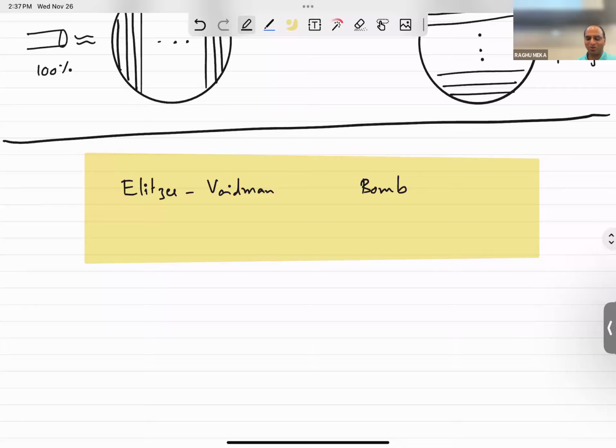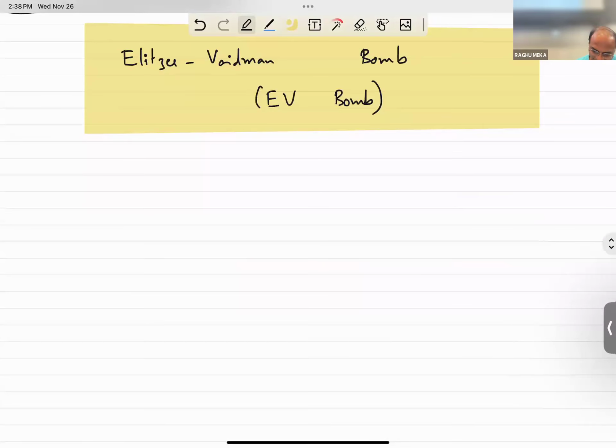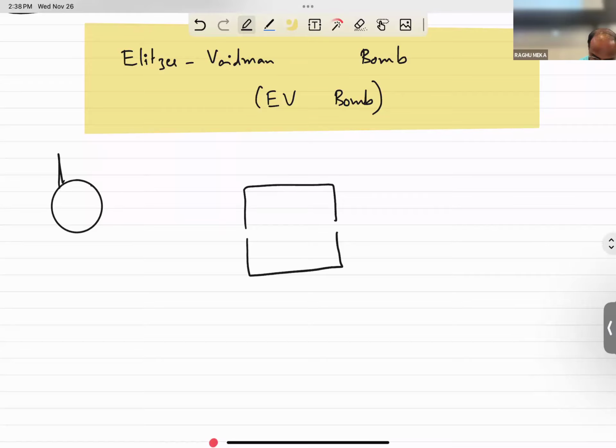Okay. Now, the EV bomb. It's a beautiful experiment. And what is the experiment? All right, so there is an evil physicist, a bomber, who built a bomb. Okay. And the bomb is triggered by light.